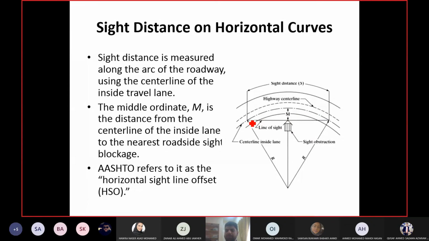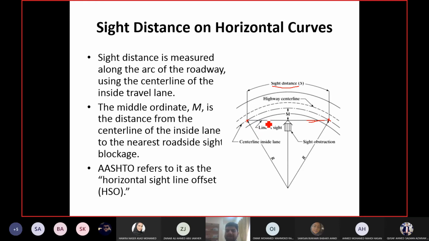This is my position. This is the position of the object. This is my line of sight, a straight line. And this is the distance on the curve to which you can see. So sight distance is the distance on the curve to which you can see. It should be equal to, like I said, the minimum stopping distance, and your line of sight is looking at the point like this. Now this is the obstruction which is blocking your line of sight, and this is the radius of the curve.